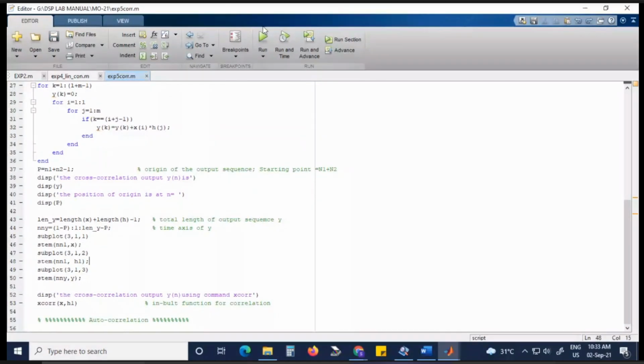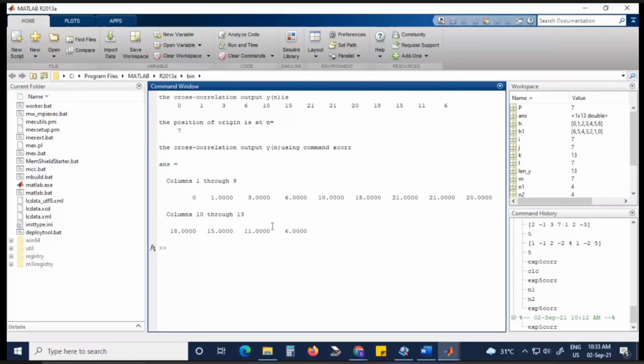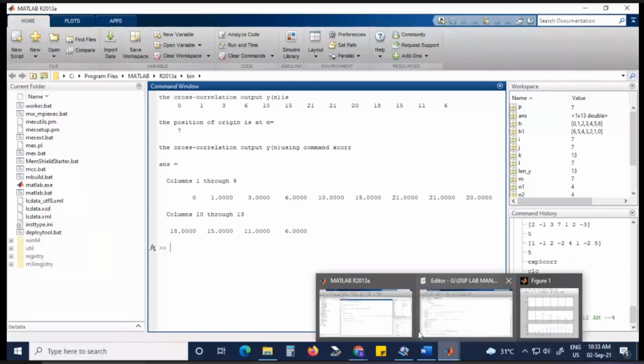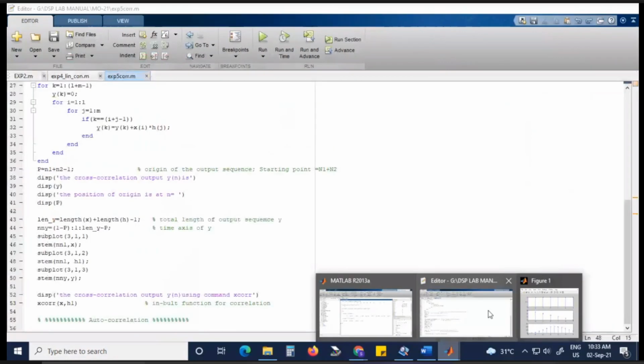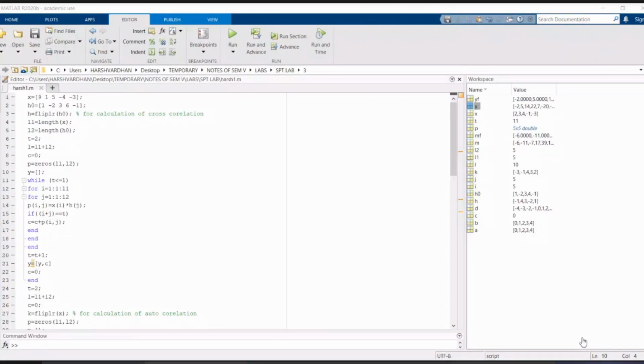So have you understood? Yes. Have you understood this one? Yes, sir. Okay. Please raise your hand who has understood. It is not visible. Now it is coming. Okay, flip, then calculation of cross correlation. Okay. Then length, then this one, zeros.